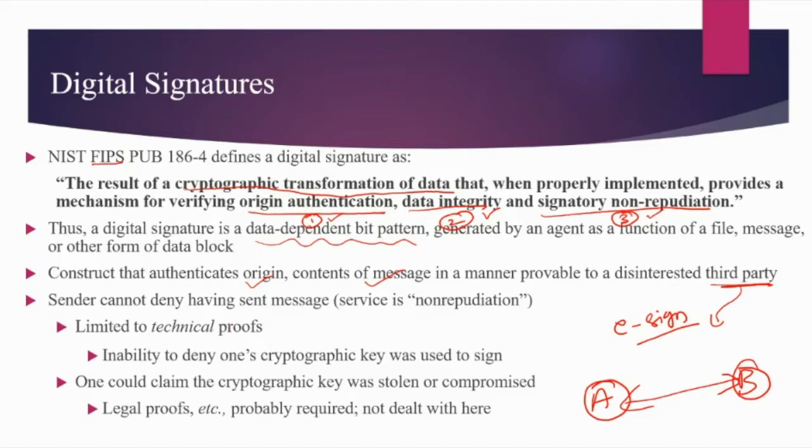Then, the sender cannot deny having sent the message, which is called non-repudiation. If I send a message, I cannot deny it, because my private key or cryptographic key is involved in the signing procedure, and because of that I cannot deny that I am the one who sent the message. Definitely one can claim that I lost my cryptographic key, or it was stolen and used by somebody else, but in that case there is an entire legal procedure that you have to follow.